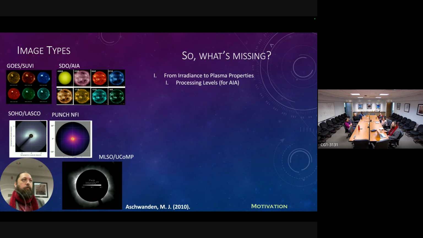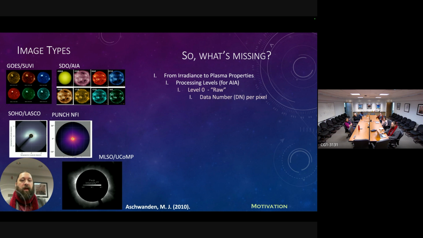If you want to know everything there is to know, the paper in 2010 by Marcus Schwanden is amazing. It just tells you everything you would ever need to know about processing images. So definitely check that one out. In general, when you're going from an instrument-like piece of data to a science-like piece of data, you're going to have different levels of processing that have consistent steps that have been taken, and those steps will be outlined in detail.